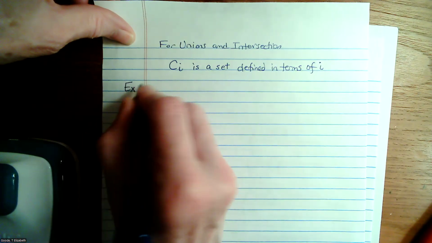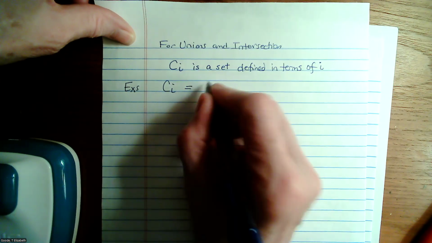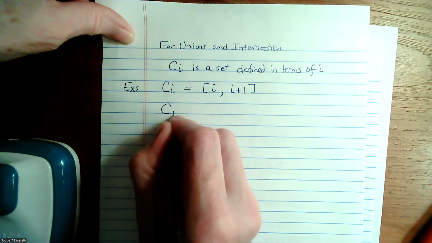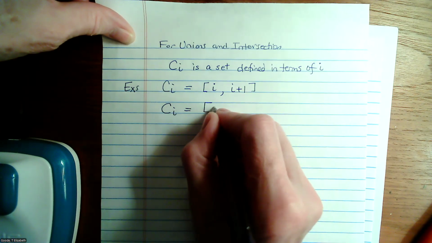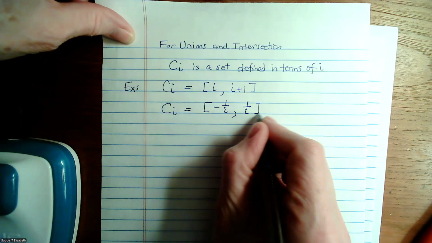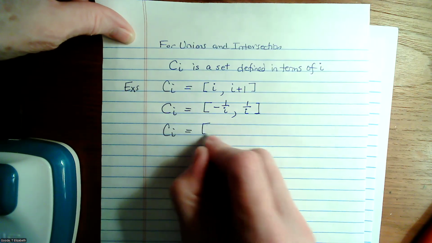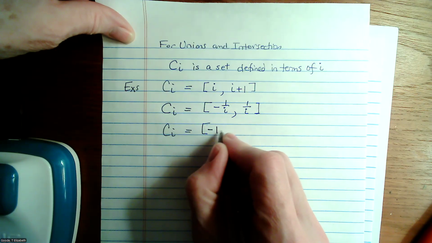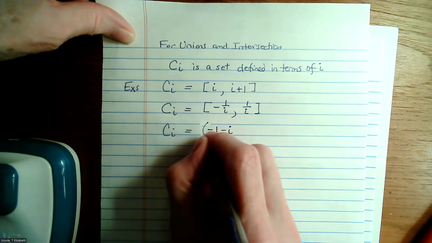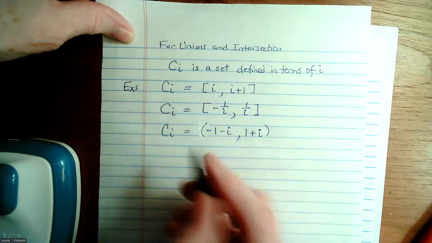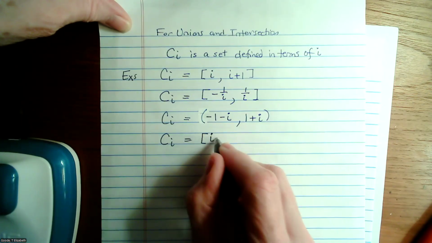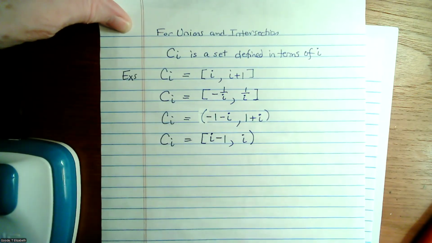Some examples would be like, C sub i is the closed interval from i to i plus 1. Or C sub i could be the closed interval from negative 1 over i to 1 over i. And maybe it's soft brackets. Maybe C sub i is negative 1 minus i to 1 plus i, soft brackets. Or maybe it's a clopen set, where it is square bracket on one side and soft bracket on another side.